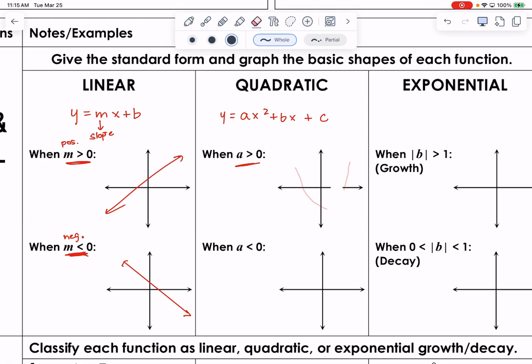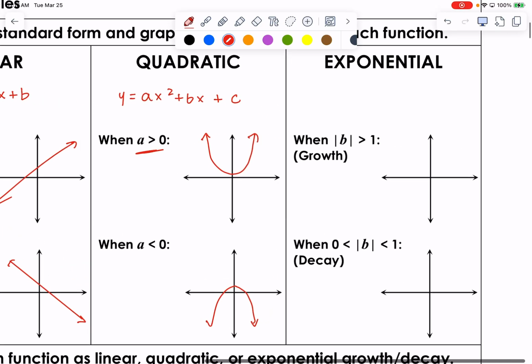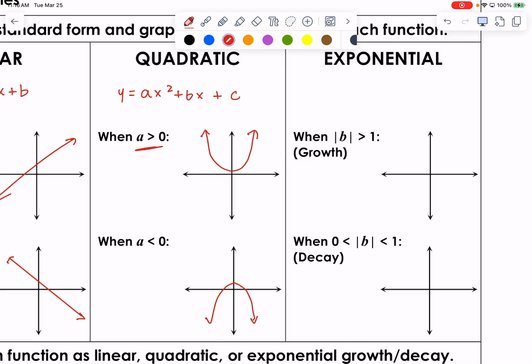I actually don't care where you put the U. You can put it anywhere. Just put a U up. Doesn't matter. What if a is less than 0? The U is down. All right? Again, a greater than 0 is positive, a less than 0 is negative. I just put more or less. That's fine.